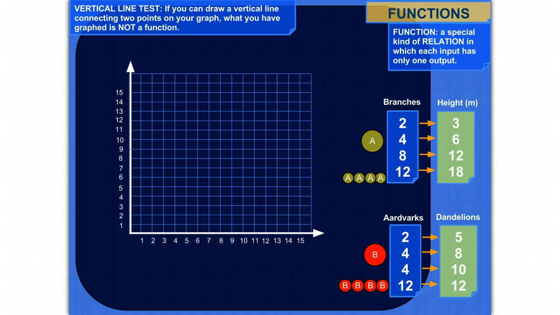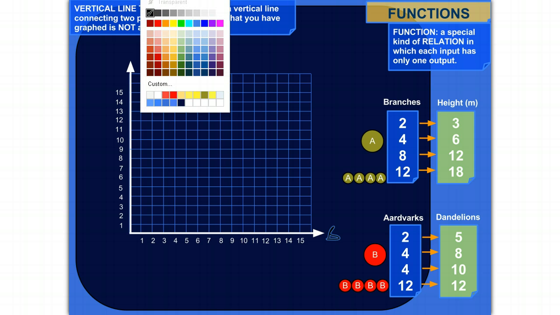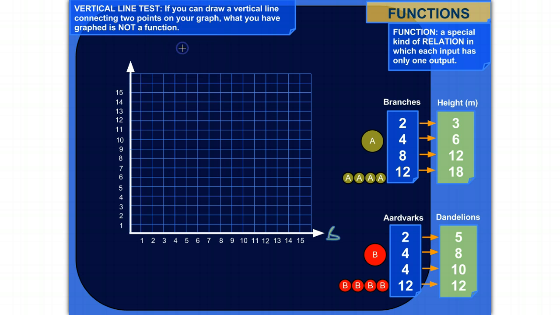Put that on the x-axis. I'll label this. It's good practice. You should label what you're graphing. So we'll call this branches, B for short, and then height, height in meters.